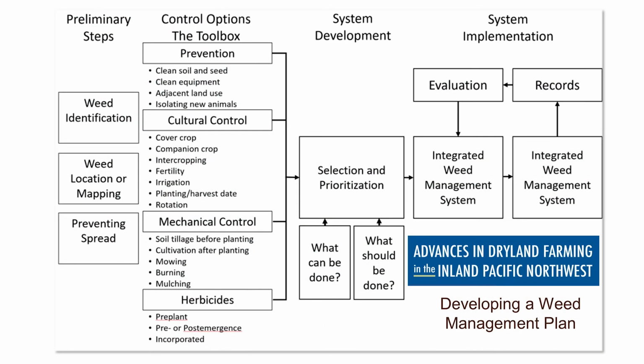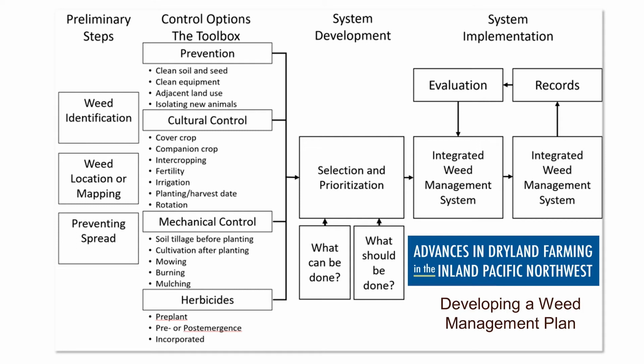So that brings me to the process of developing a weed management plan. It's a four-step process that involves the preliminary steps of identifying the weed, mapping where the weeds occur, and working to identify preventative strategies for managing weeds. The next step would be identifying control options, taking advantage of all those tools that we have in the toolbox to manage weeds.